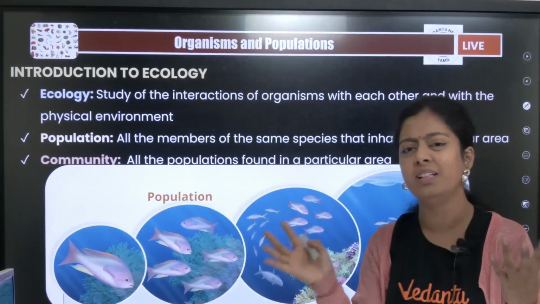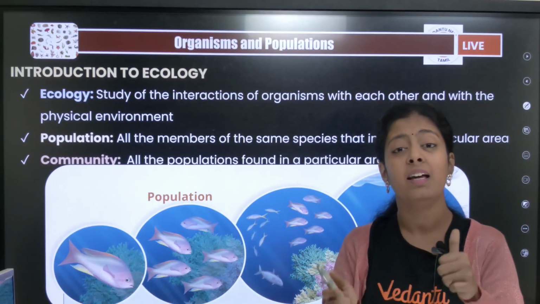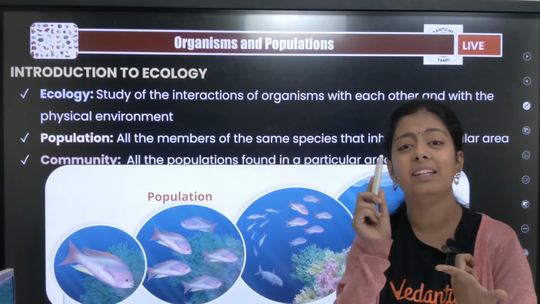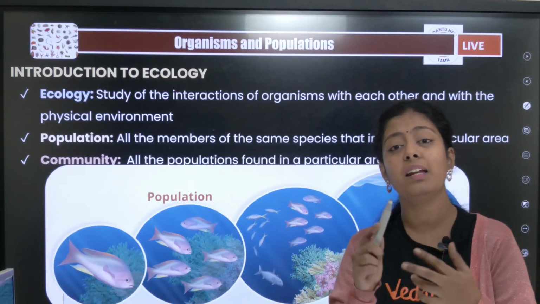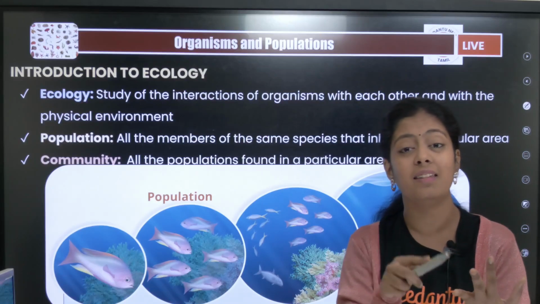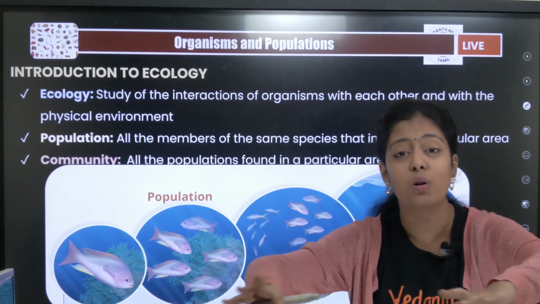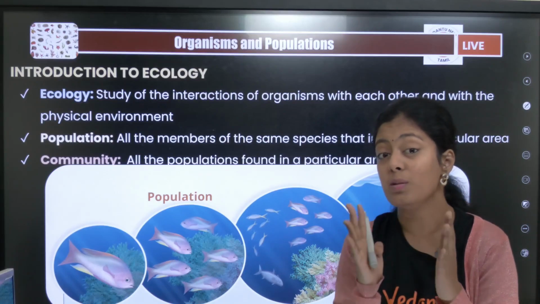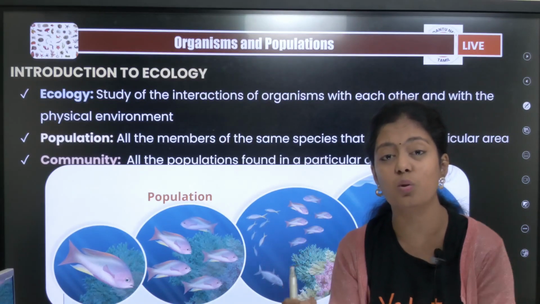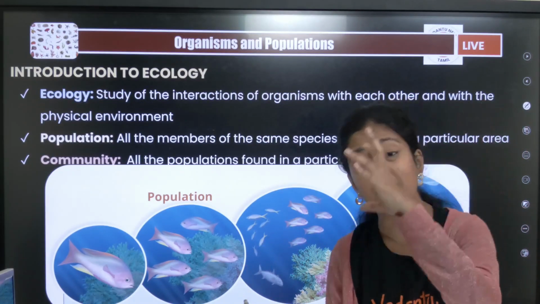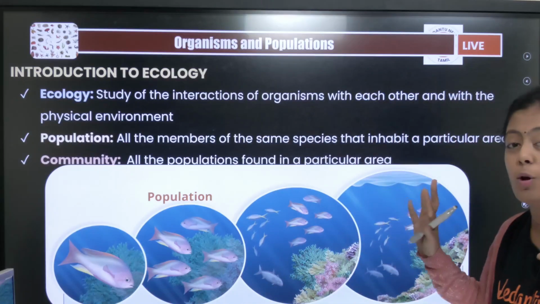Say for example I have a dense forest, and in the dense forest there are so many sandalwood trees, so many teakwood trees, so many animals, so many lions, so many cheetahs. That is what is going to form a community. Okay, that's very important. A community is a group of populations, and many such communities will form your biomes.